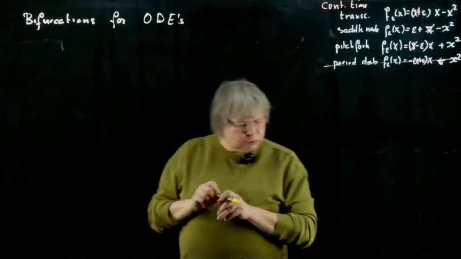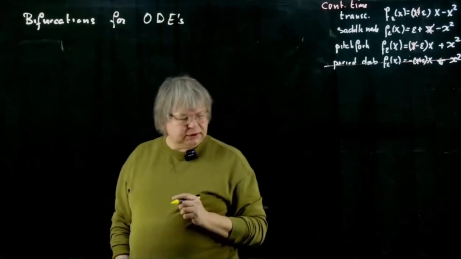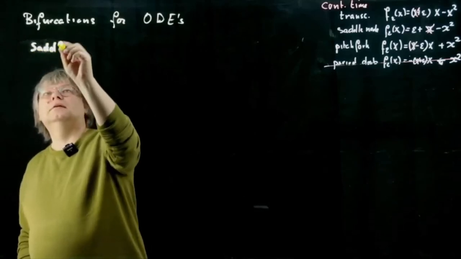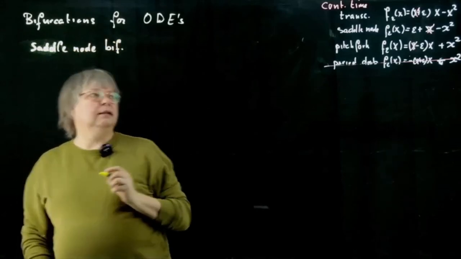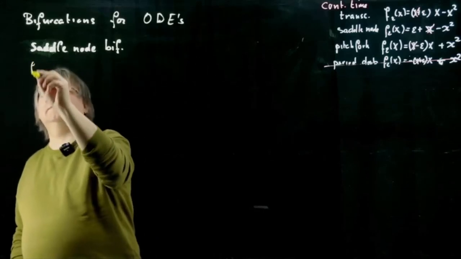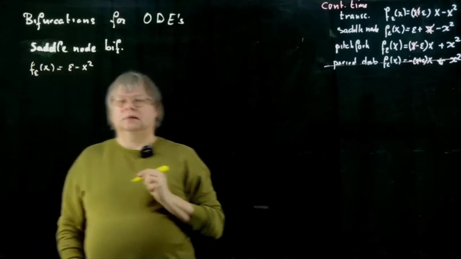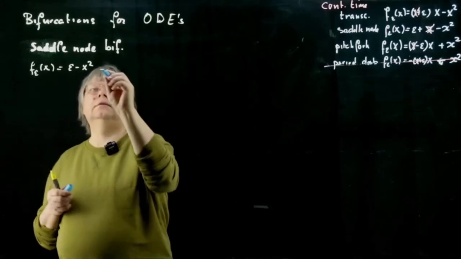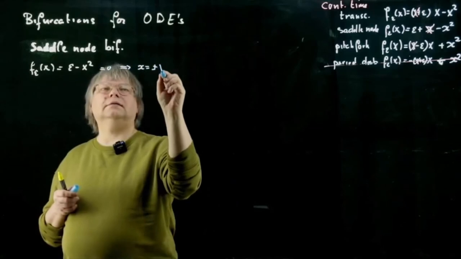Okay, let's try to do the two remaining bifurcations in a single screen. So the saddle node bifurcation. And there the normal form, we can read it on the right, is f epsilon of x is epsilon minus x squared. And if we want to put this equal to zero, that gives x is plus or minus square root of epsilon.